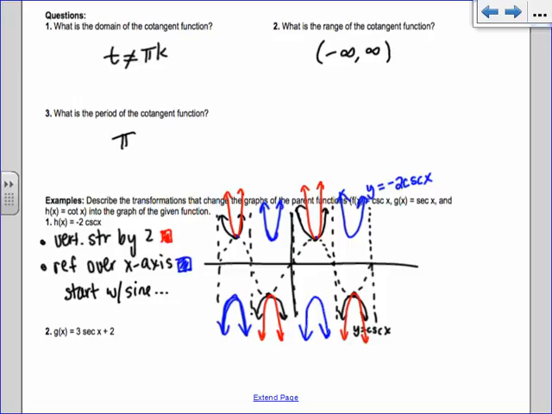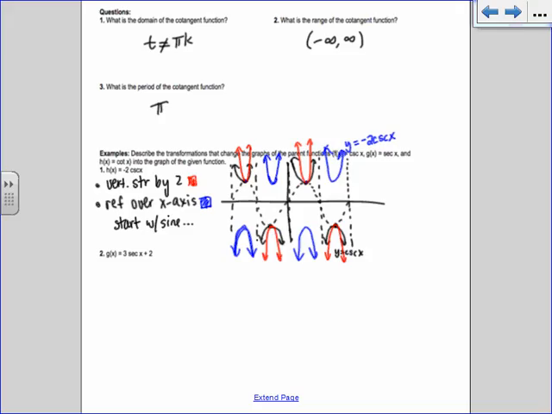But just one step at a time. Okay, so the next one. I have 3 secant x plus 2. If I want secant, I should draw cosine first. So cosine starts there, goes up, comes down. That's where we have 2 pi, pi, and the same thing on this side.